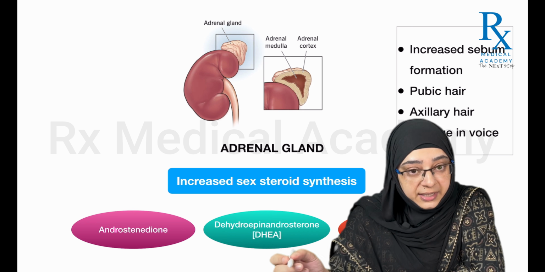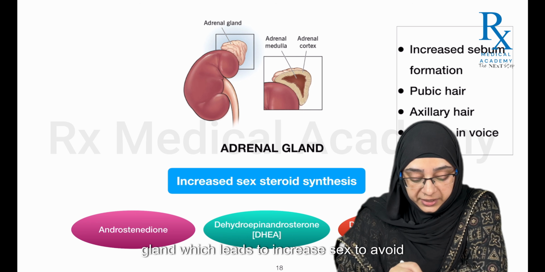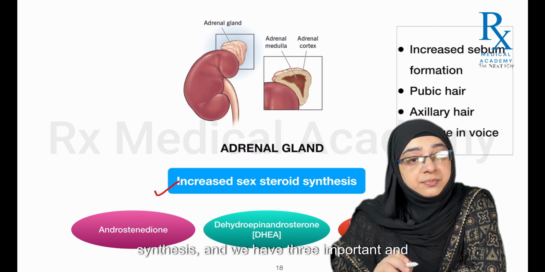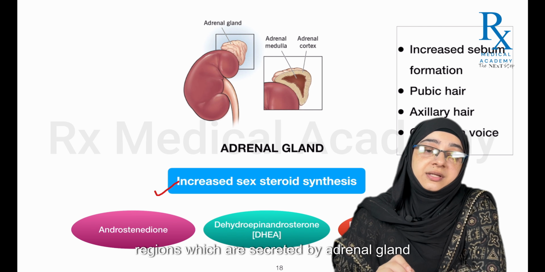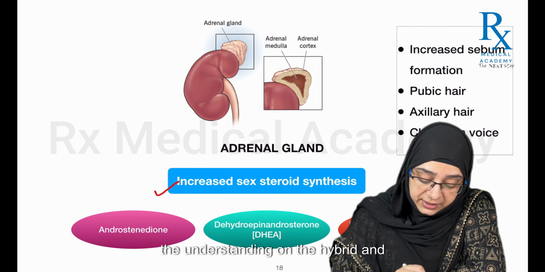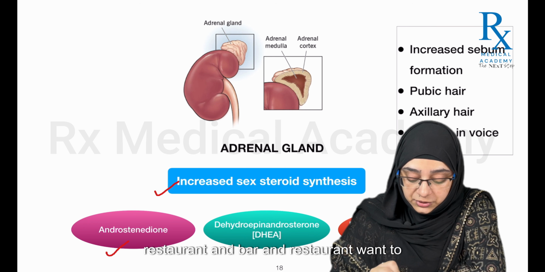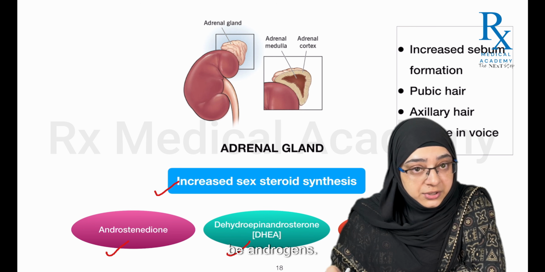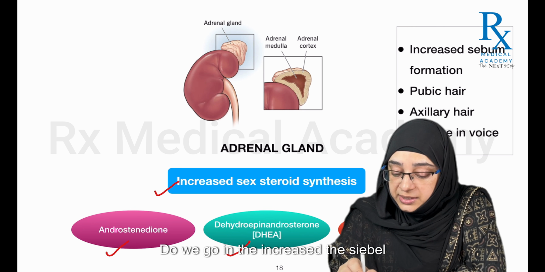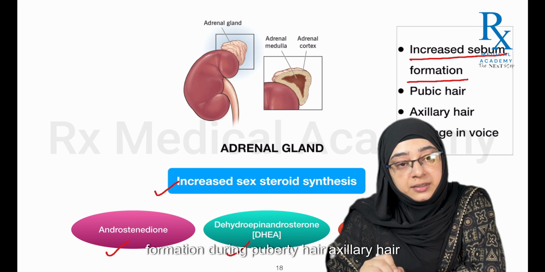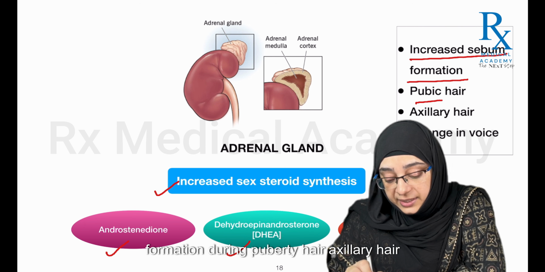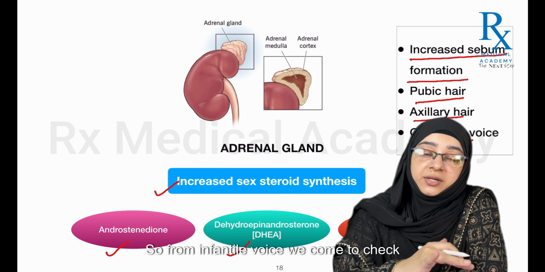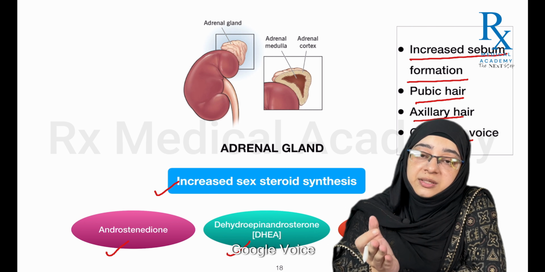We have the adrenal gland, which leads to increased sex steroid synthesis, and we have three important androgens which are secreted by the adrenal gland: the androstenedione, dehydroepiandrosterone, and dehydroepiandrosterone sulfate. What do these androgens do? They increase the sebum formation, the appearance of pubic hair, axillary hair, and there's a change in voice. So from an infantile voice, we come to a typical female voice.